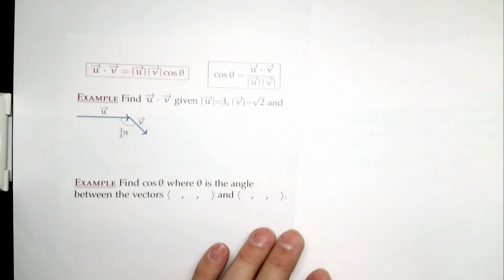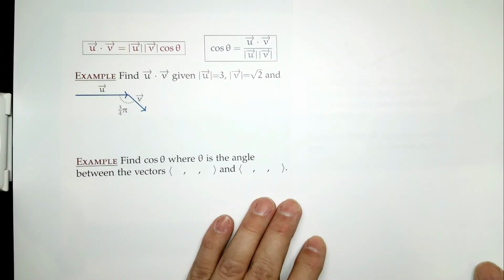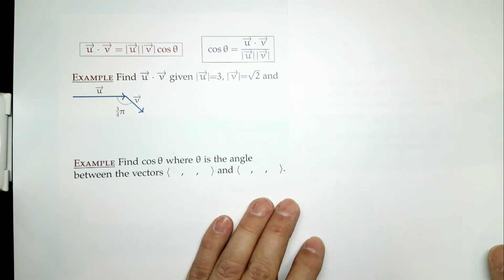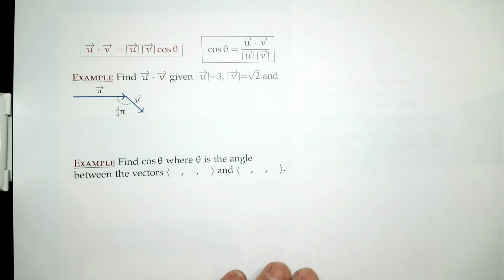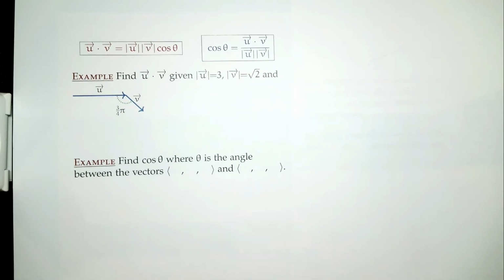So if you solve for cosine theta, because you can, you get that cosine theta is u dot v over the magnitude of u, magnitude of v. And one of the things that this tells us is that we can use dot products in the following way. If you want to find an angle between two vectors, more particularly if you want to find the cosine of the angle between the two vectors.